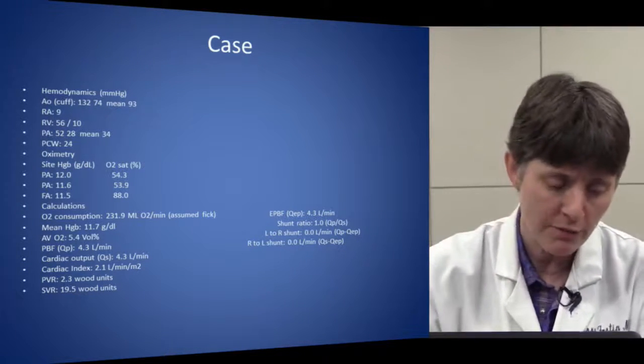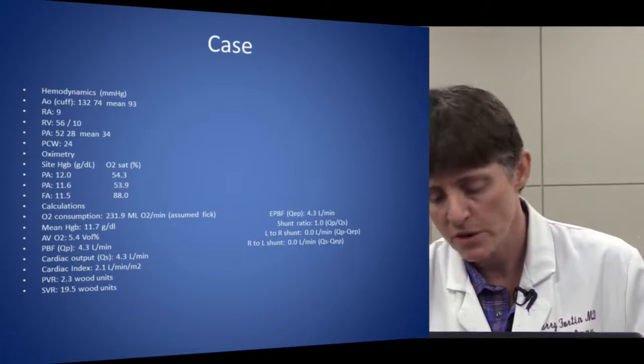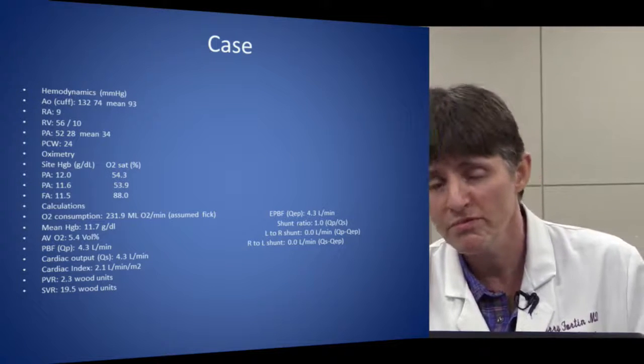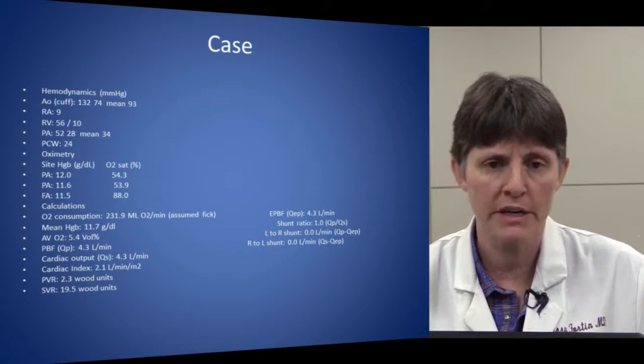And she's hypoxic for whatever reason. She has some pulmonary edema and or some lung disease. So straightforward case that makes sense internally.